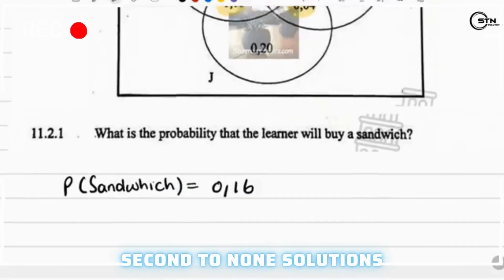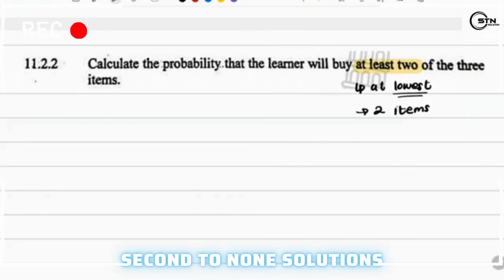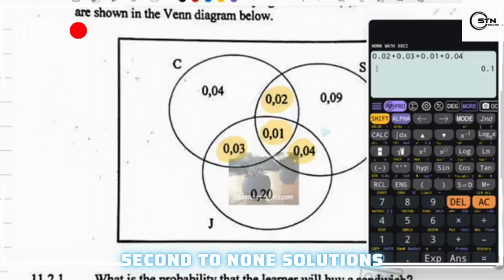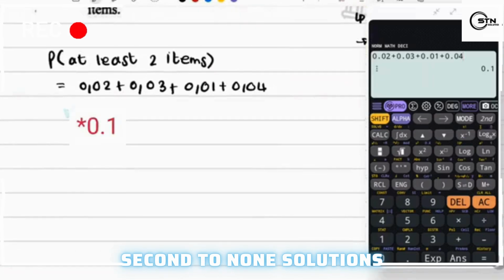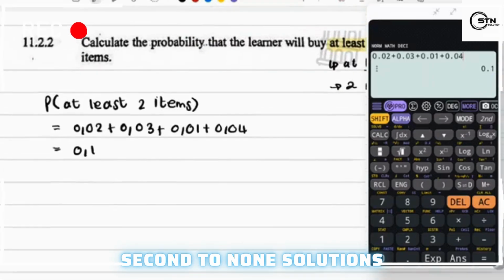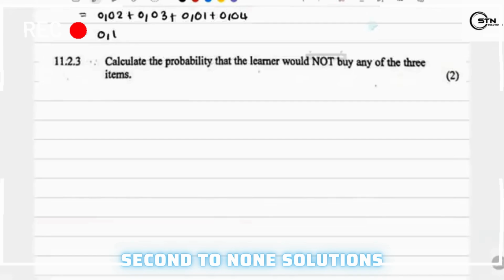Okay, so these would be the answers that you would add up. That's what you're going to add up to find out the probability that the learner is going to buy at least 2 items. And when we add these all up together, we get 0.10, but when the calculator simplifies it, it's 0.1. Okay, so 0.1 actually. That is that answer. Moving on to the next question.